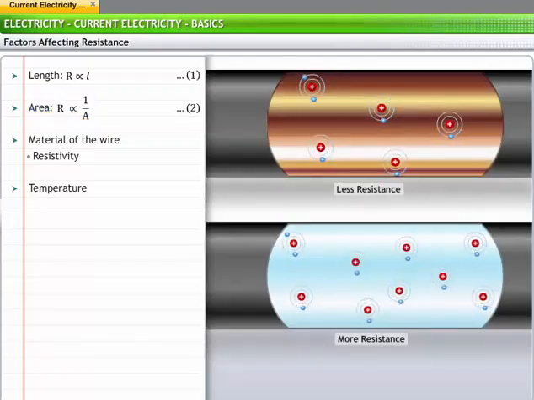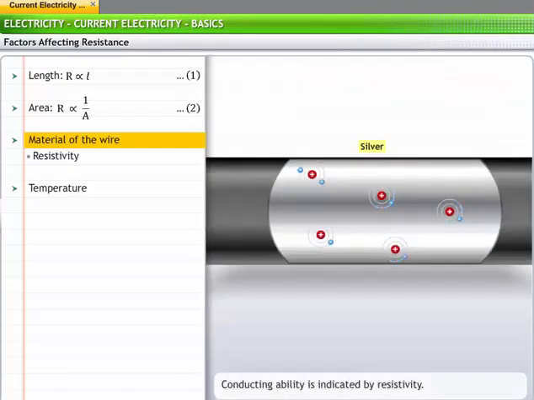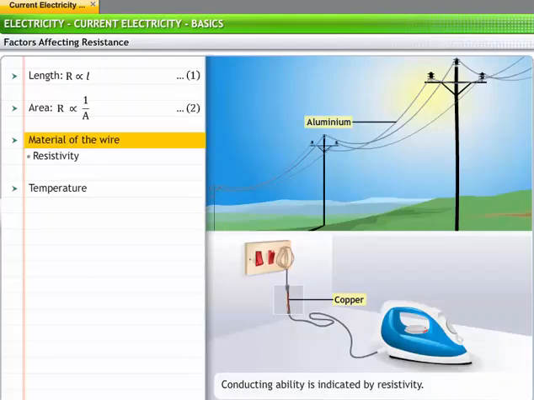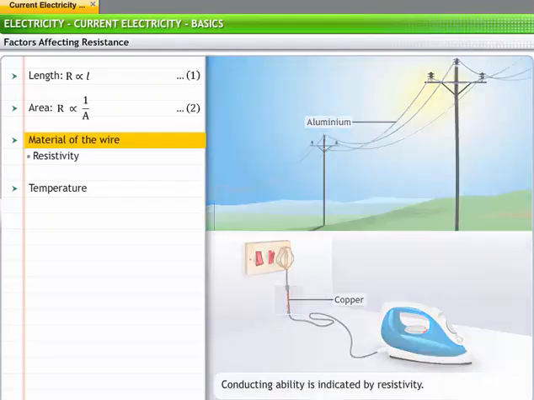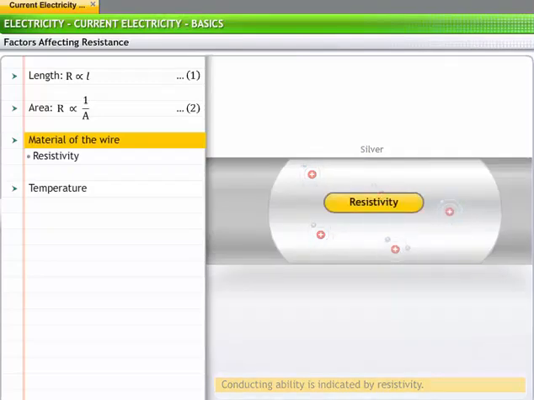The third factor that affects resistance to charge flow is the material that a wire is made of. Some materials are better conductors than others and offer less resistance to the flow of charge. For example, silver is the best conductor. However, silver is never used in wires of household circuits as it is expensive. Copper and aluminium are among the least expensive materials with suitable conducting ability to permit their use in wires of household circuits. The conducting ability of a material is often indicated by its resistivity.